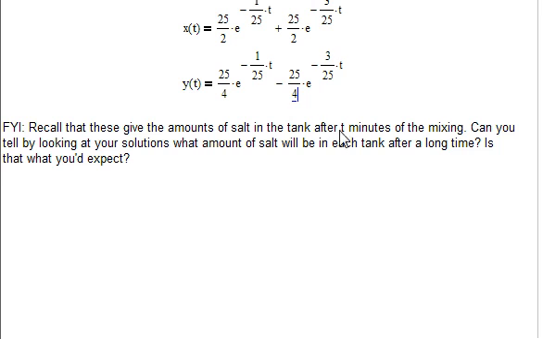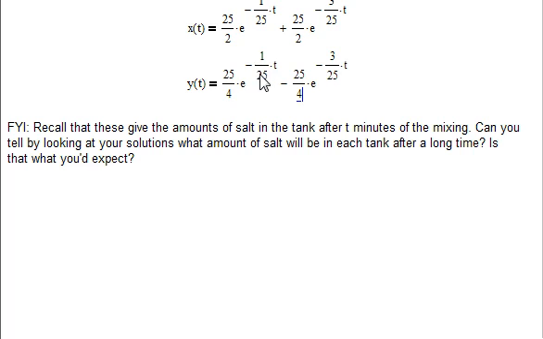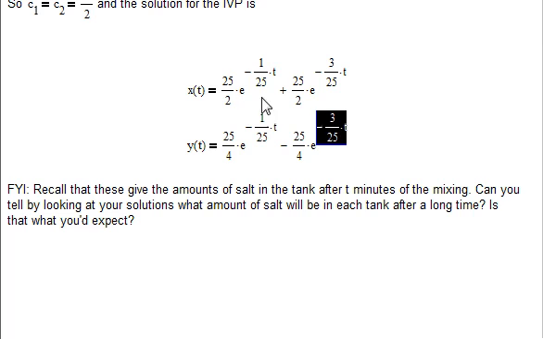They give the amount of salt t minutes after the mixing. Can you tell by looking at your solutions what amount of salt will be in each tank after a long, long time? And is that what you expect? And the answer is, yeah, well, t goes to infinity, then this is going to go to infinity. Sorry, it's not going to go to infinity, it's going to go to 0, and so is this. So eventually, how much salt's going to be in tank B? Nothing. How much salt's going to be in this one eventually? Well, t gets to be big. e to a big negative number is approaching 0. e to a bigger negative number is also approaching 0. So we're going to have no salt at all. I am so glad. Good.